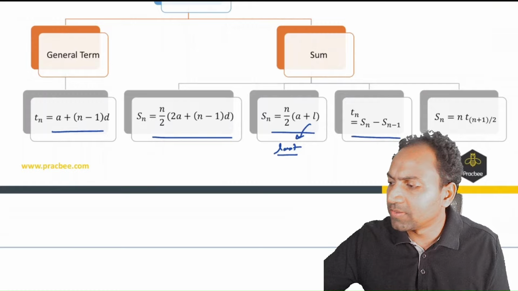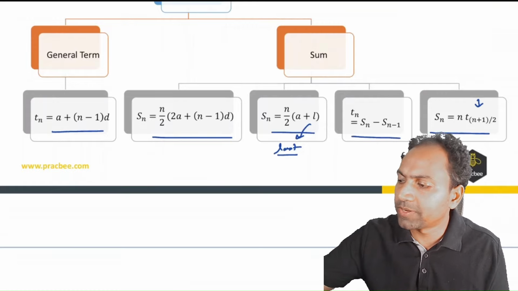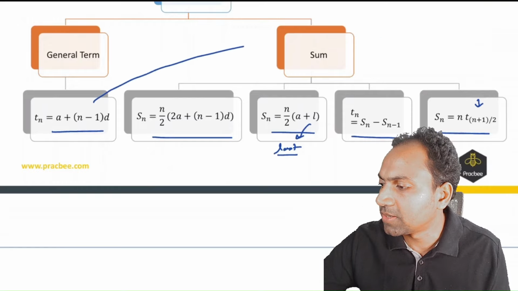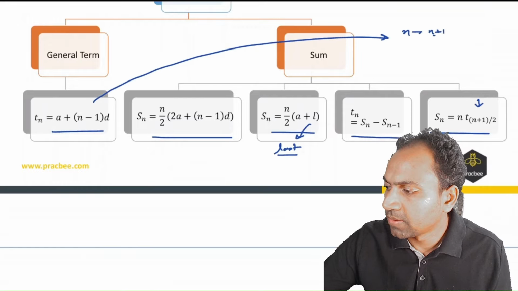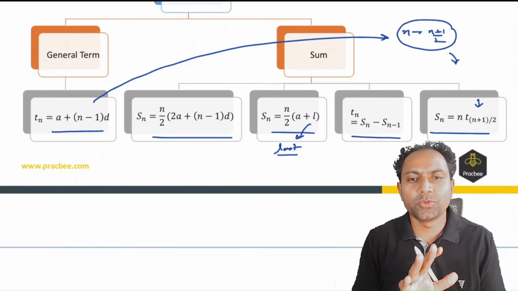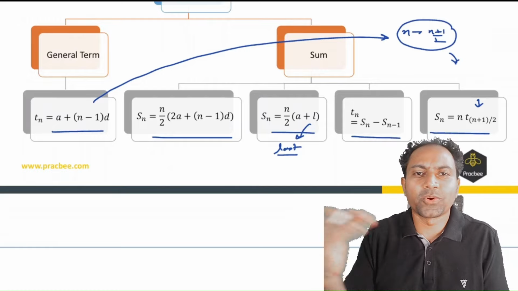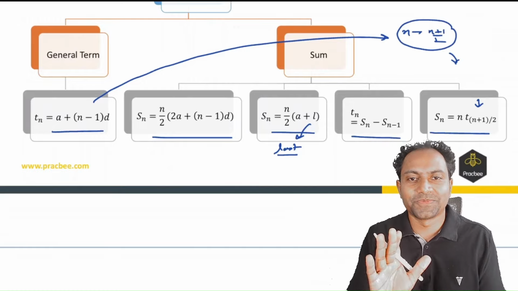And lastly, we have one more formula given here, wherein T of n plus 1 by 2 is nothing but, in the Tn formula, just replace n by n plus 1 by 2. From the JEE point of view, this formula has been used very less. So even if you do not remember this last one, it is totally fine. But the first four you should always know.